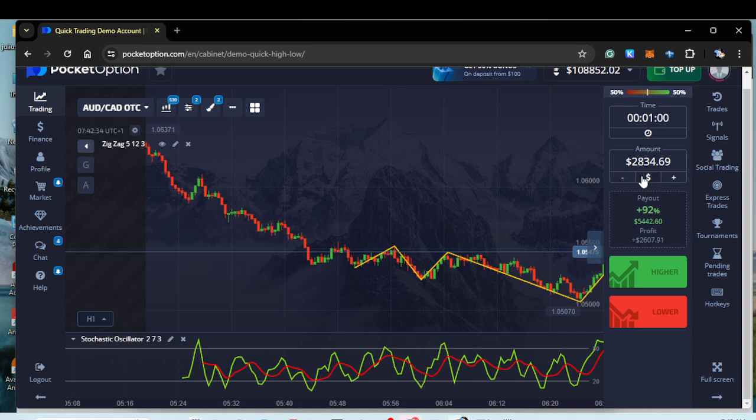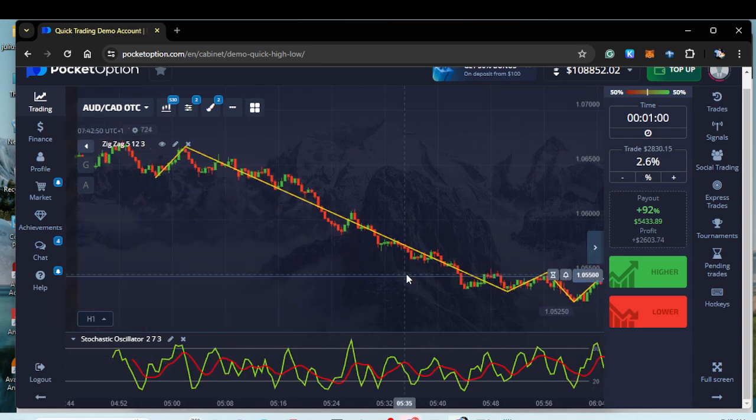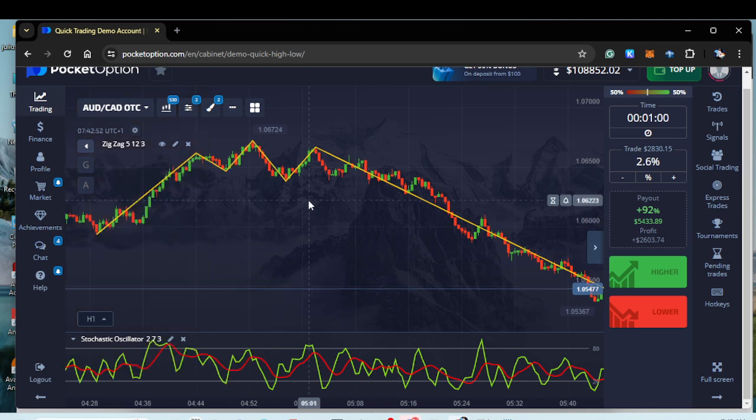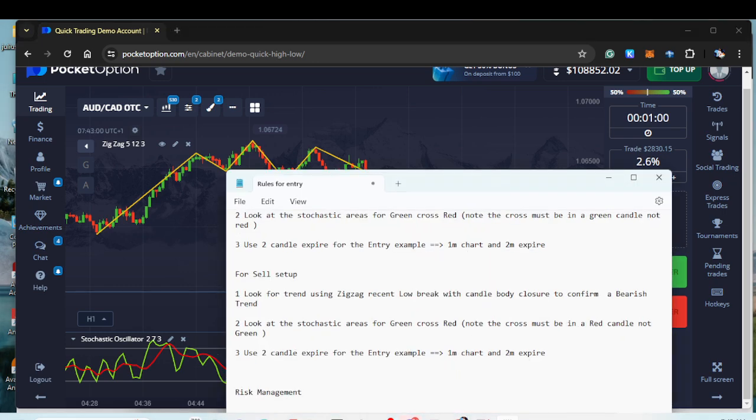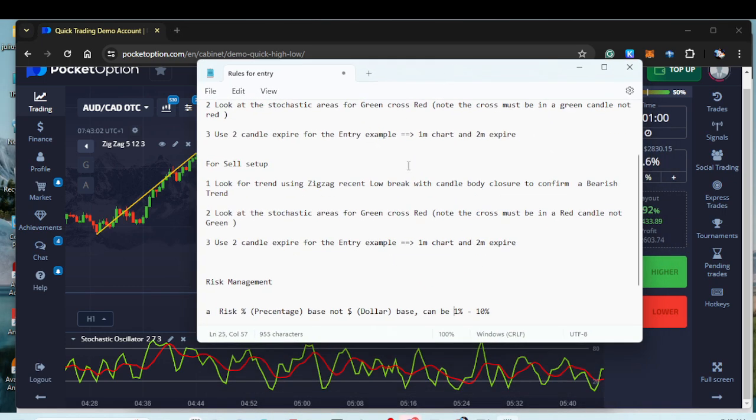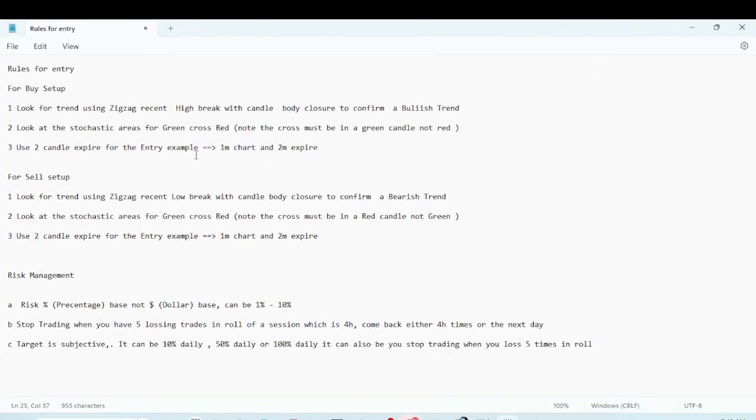Remember, we don't use martingales on each of these entries. We are going to be using only percentage-based rules. All right, so I made a rule for this strategy, and I'm going to share it with us. So let me just zoom in. Rules for entries for buy: look for trend using zigzag.